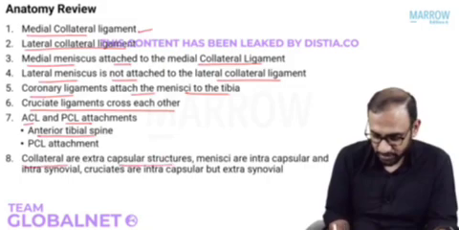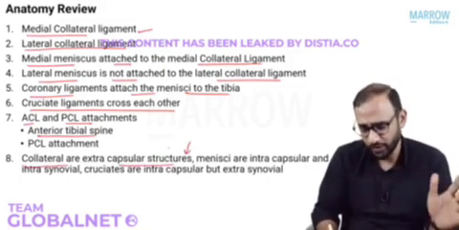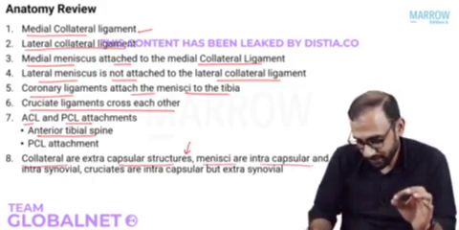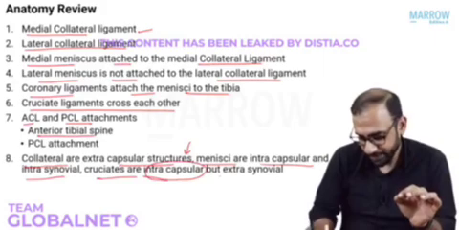Collaterals are extracapsular structures, meaning they're outside the capsule. So end of the story, they're outside the capsule, nothing to worry about. Menisci are intracapsular and intrasynovial, but cruciates are although intracapsular but extrasynovial.